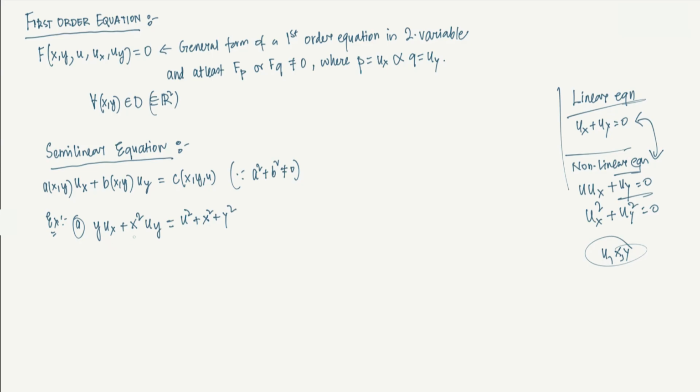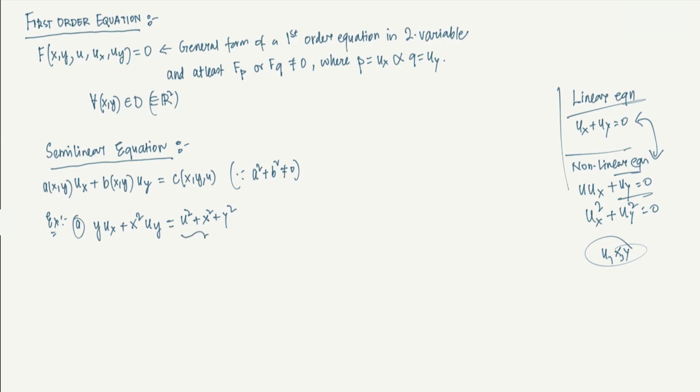See, the thing is this is a nonlinear term, but nonlinear in x. We are not really interested in that. We want linearity with respect to the highest order. You see, the highest order of u here contains ux and uy, right? But ux and uy both appear linearly. So this is a semi-linear equation.